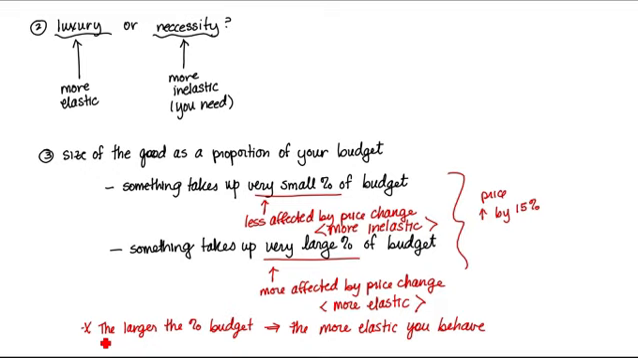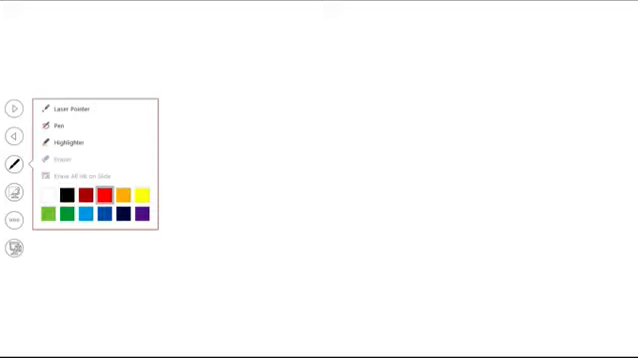So last one, so that's 1, 2, and 3. We have one more determinant of elasticity. Number 4 is the time frame you have to react. The time frame you have to react.